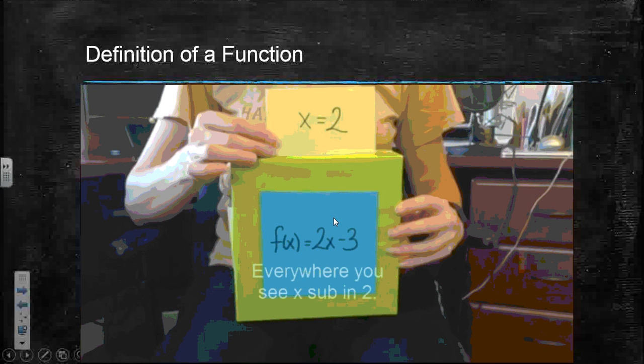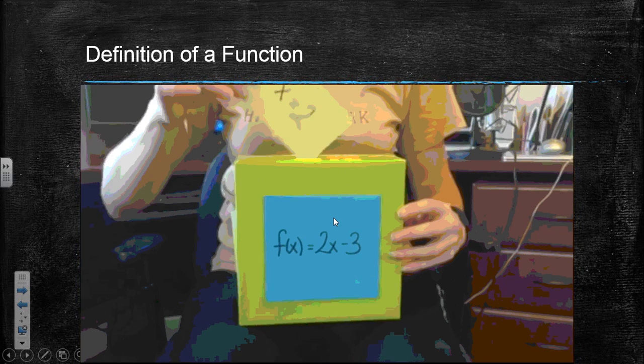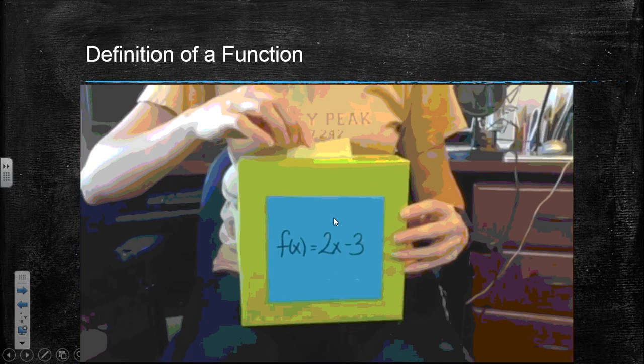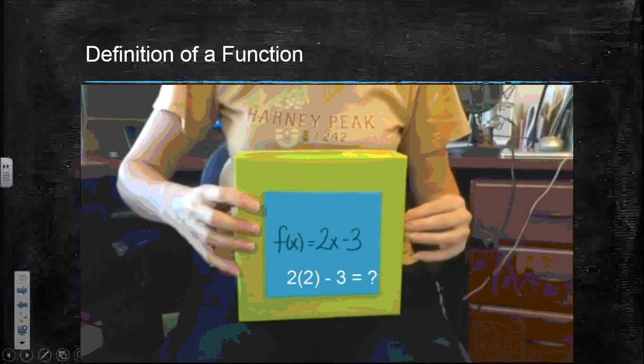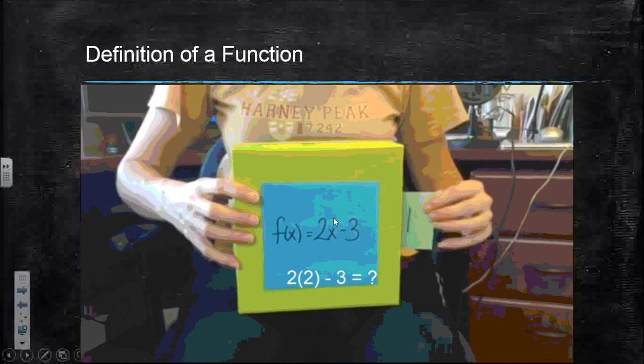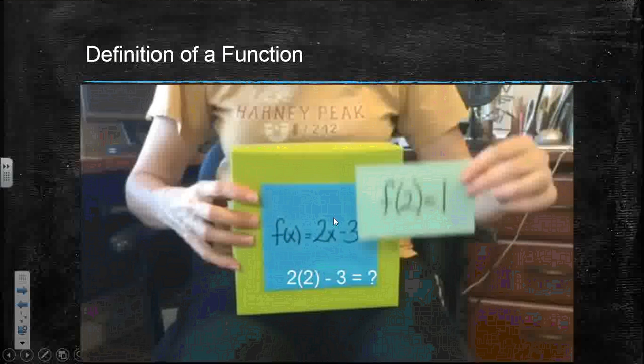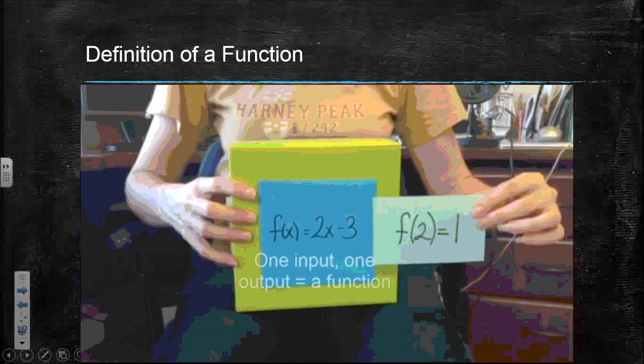Okay, so here's the situation. Everywhere we see an x, we're gonna sub in a 2. So 2 times 2 is minus 3. So I put in 2, out comes 1. Is my machine functioning?